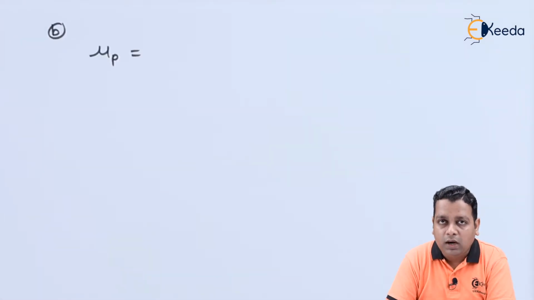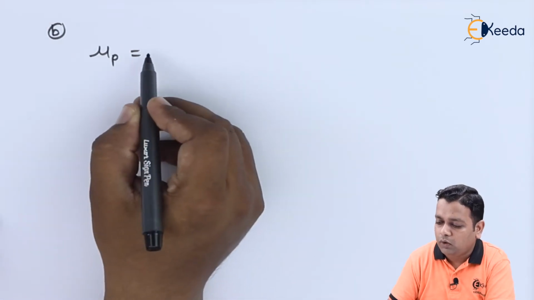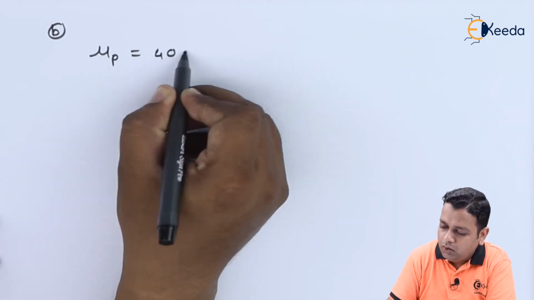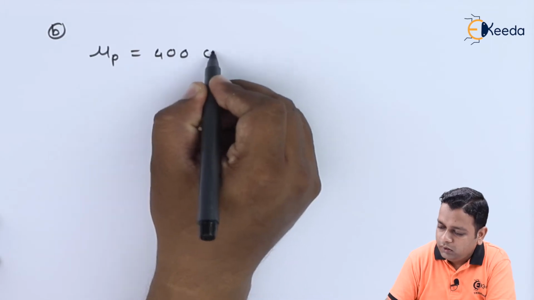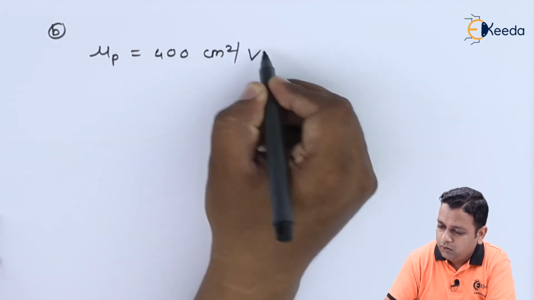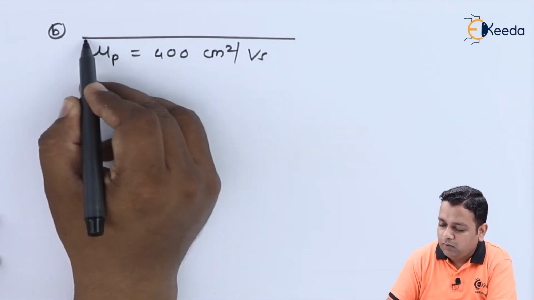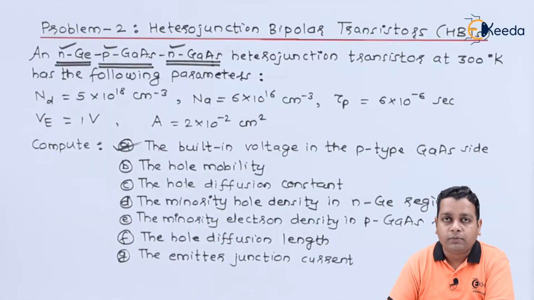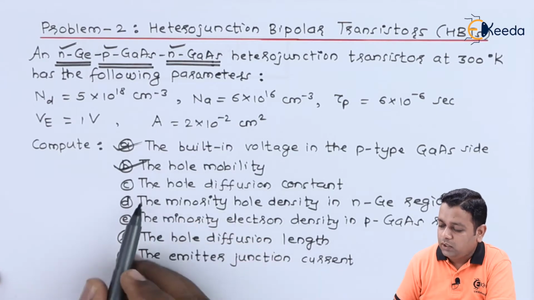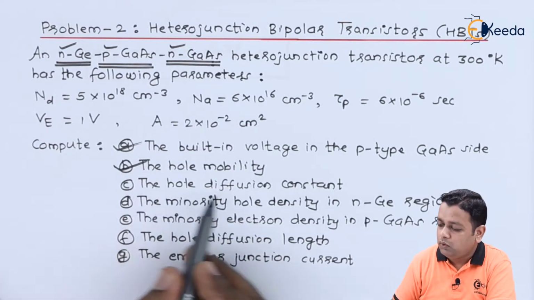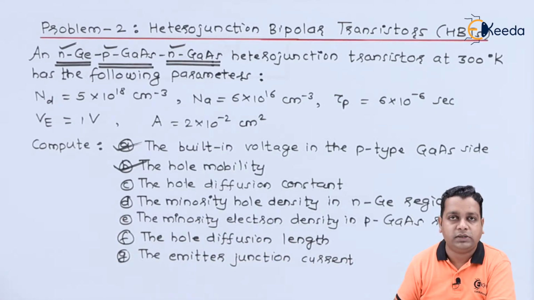So from the graph here, we determine the value of the hole mobility is equal to 400 in terms of centimeter square per volt second. So this is the answer for part B. Now after completion of part B, we require the answer for the hole diffusion constant for part C.